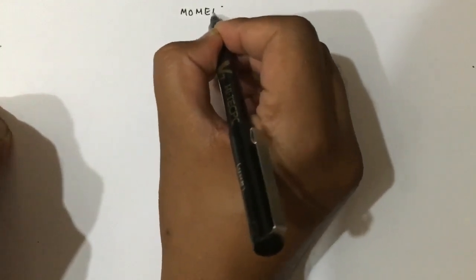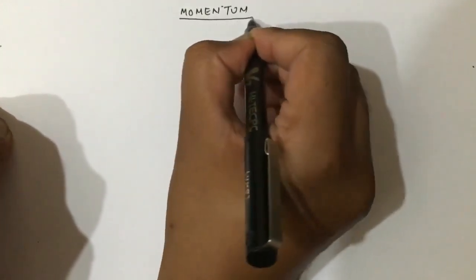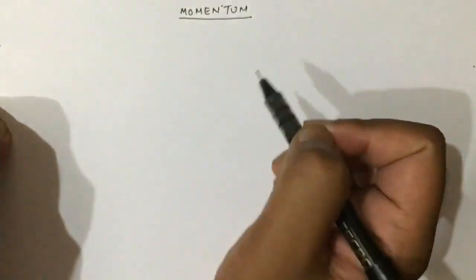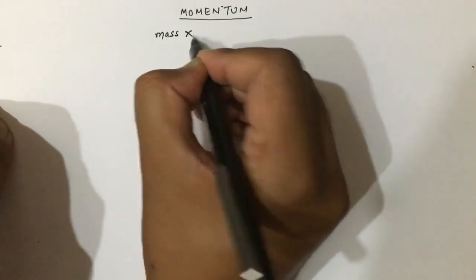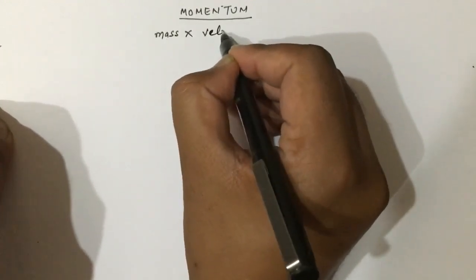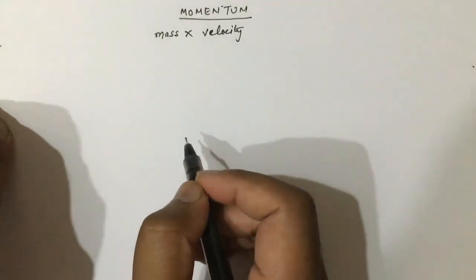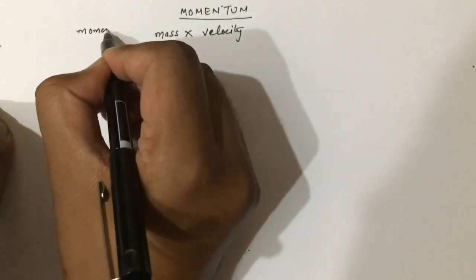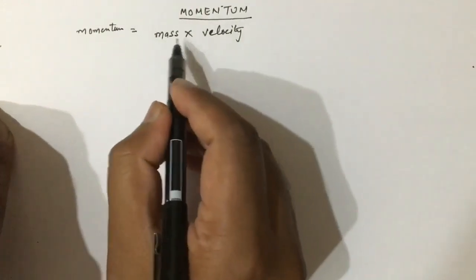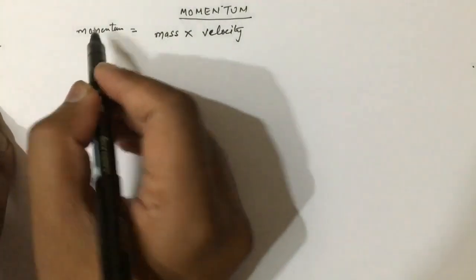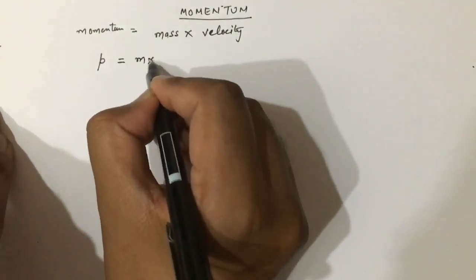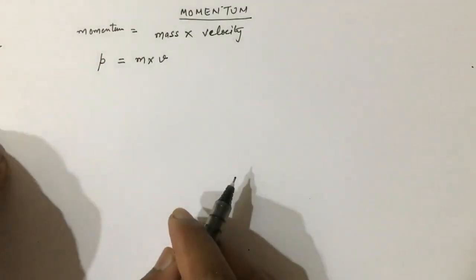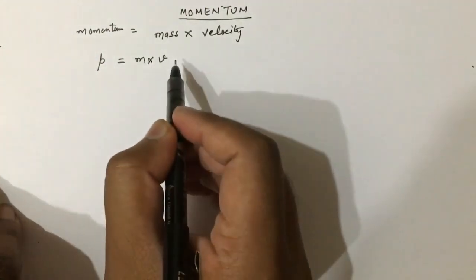So starting with the concept of momentum. Now what is momentum? Momentum is the product of mass and velocity. So momentum is equal to mass into velocity. Momentum is denoted by the symbol p, small p, that is equal to m into v. Clear? So momentum is mass into velocity.